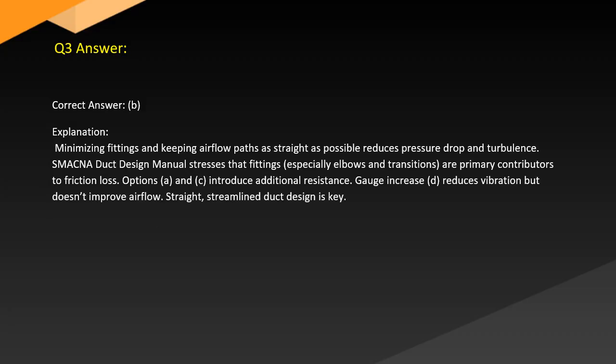Answer. Correct answer: B. Explanation. Minimizing fittings and keeping airflow paths as straight as possible reduces pressure drop and turbulence. The SMACNA duct design manual stresses that fittings, especially elbows and transitions, are primary contributors to friction loss. Options A and C introduce additional resistance. Gauge increase, D, reduces vibration but doesn't improve airflow. Straight, streamlined duct design is key.